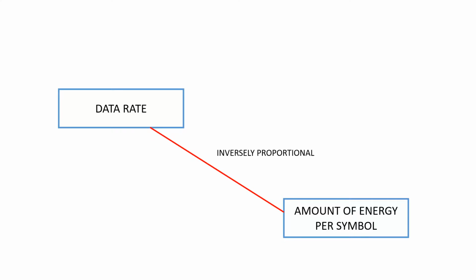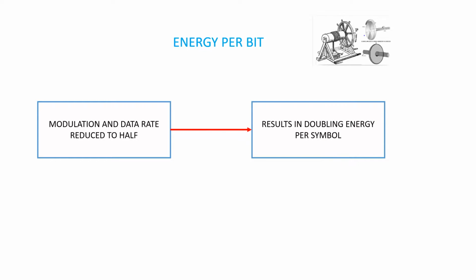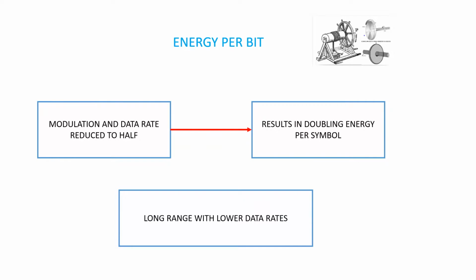Data rate and amount of energy per symbol are inversely proportional. Energy per bit is the main lever which determines the possibility of a message being heard. To achieve this in LPWAN, the modulation rate and data rate are reduced to half, which results in putting twice as much energy into each symbol, thus increasing the overall link budget. This is the key mechanism followed in LPWAN to support larger transmission distances with lower data rates.